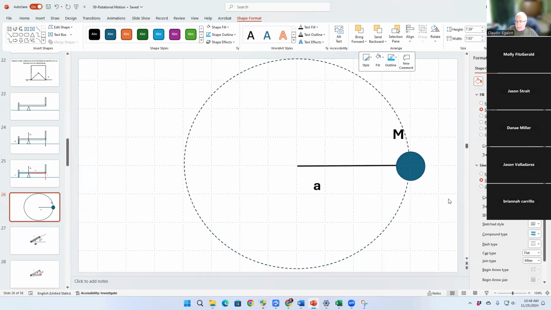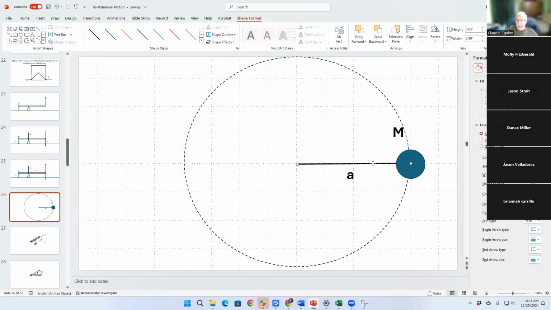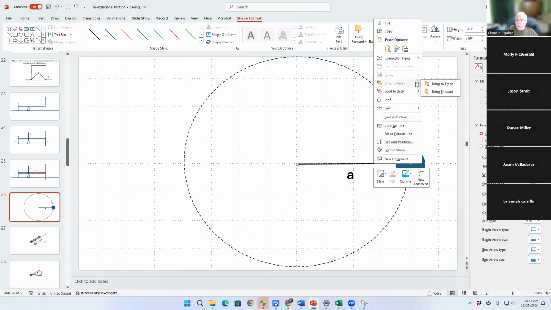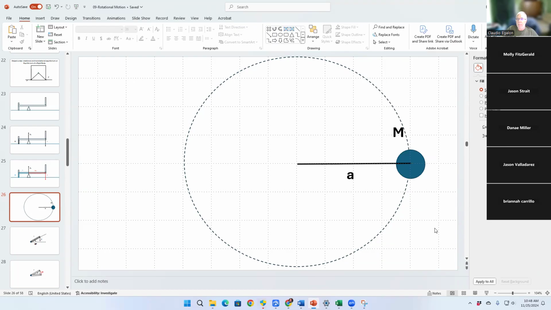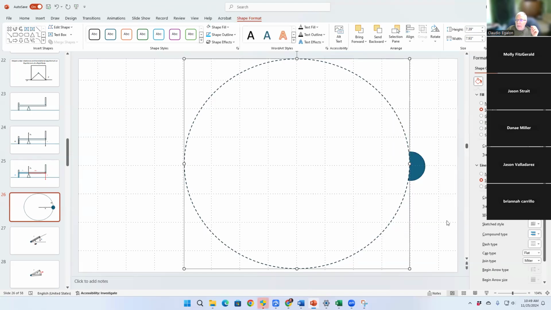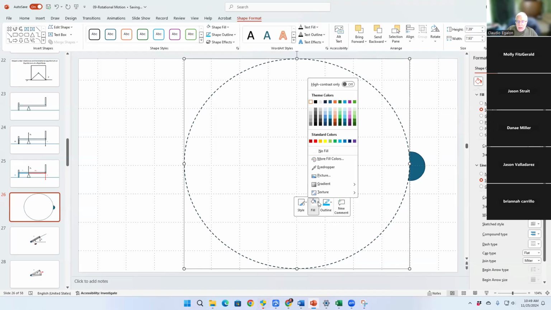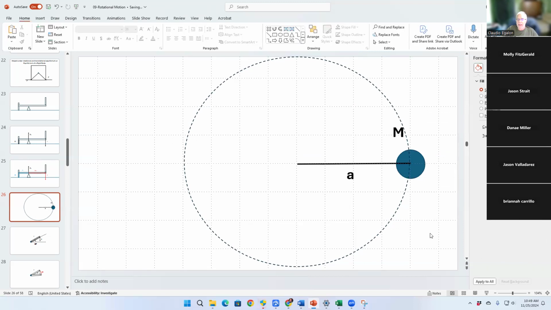And the radius of rotation is this one, A. I'll bring this A to the front. So suppose that we have this object rotating. We start with just one mass, and then we expand it to the case of a rigid body. No fill. Okay, now we got it.